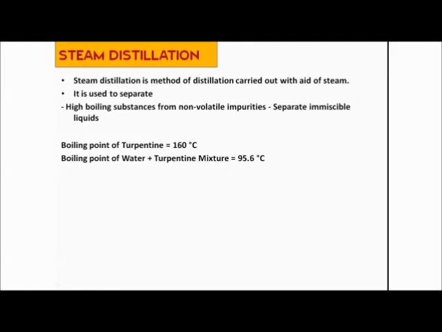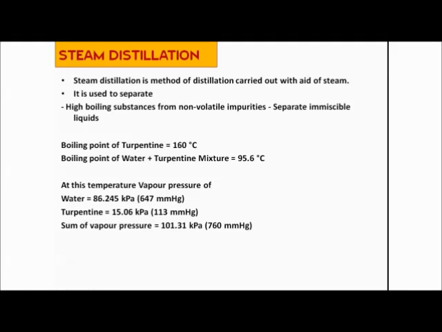So we are going to take one example. See, the boiling point of turpentine oil, all of you have heard of it, right? The boiling point of turpentine oil is 160 degrees centigrade. But it has been found that if we mix water and turpentine, the boiling point of the mixture of water and turpentine is 95.6 degrees centigrade. See, it has come down.